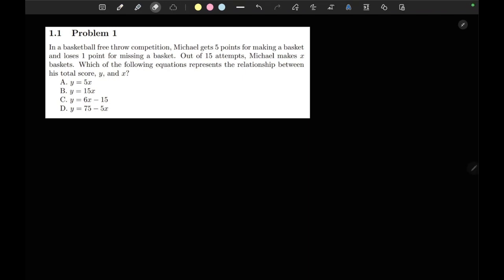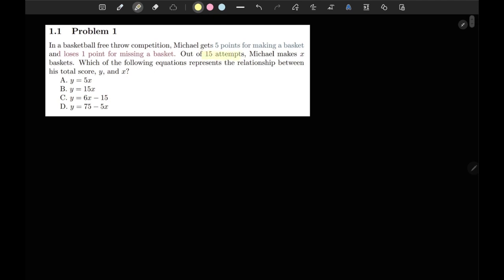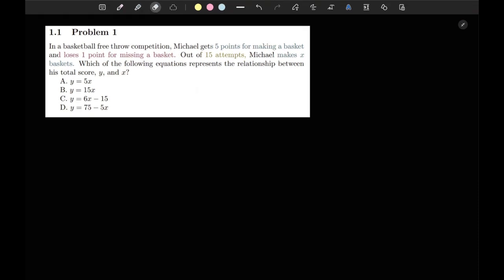Alright, let's first get started by highlighting some of the pertinent information for this problem. So we know that Michael gets 5 points for making a basket. We know that he loses 1 point for missing a basket. And we know that he has 15 attempts total. And out of those 15 attempts, Michael makes X baskets. So that's going to be some number between 0 and 15.